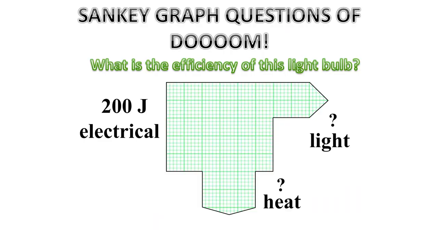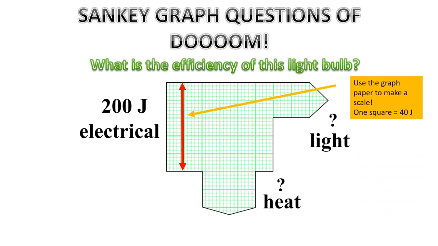This is a tricky one. You can work out these missing values by using the graph paper. This has happened in the past. You can see there are five squares there, which represent 200 joules of energy. So that means each of those little squares, 200 divided by 5, must be worth 40 joules. Therefore, the light is 80 joules, and the heat is 120 joules.